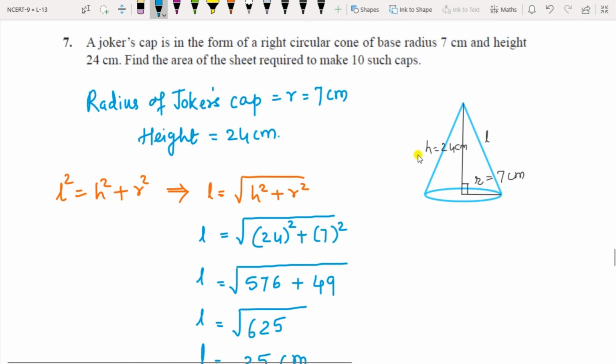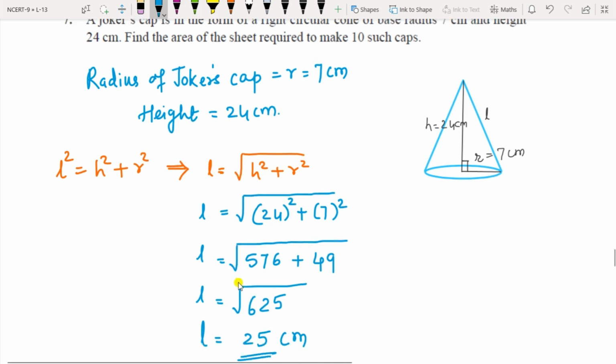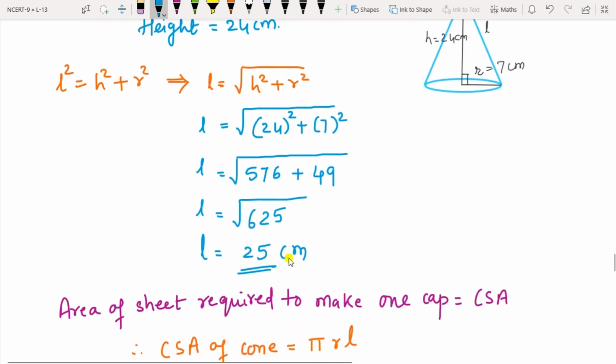Question 7. This is a joker's cap which is in the form of a right circular cone of radius 7 and height 24. You have to find the area of the sheet required to make 10 such caps. So R is given, you know the height here, you don't know the L, because in both of the formulas for cone L is required. So find L by using the formula. L you get as 25 centimeter.